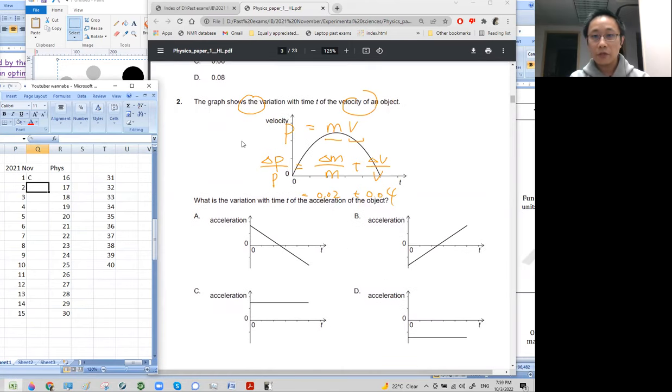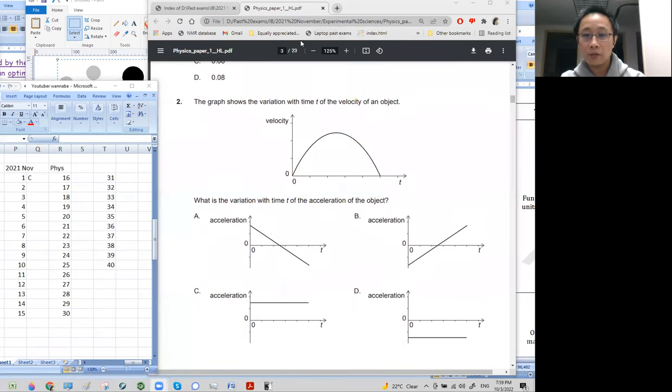Second question, the graph shows the variation with time of velocity of an object. Let me just clear the screen first. What is the variation with time of the acceleration of the object? If you know your math calculus well, and even SL people should know this, the acceleration-time relationship should be the derivative of the velocity-time relationship. And of course, the derivative refers to the gradient of the original graph.